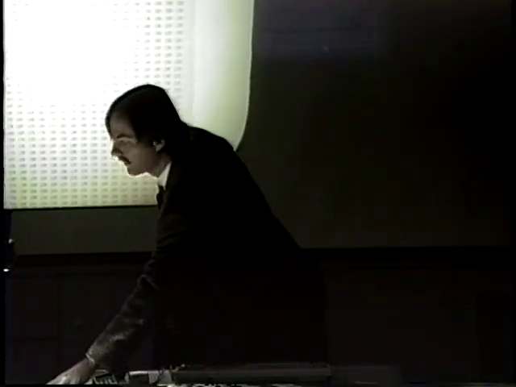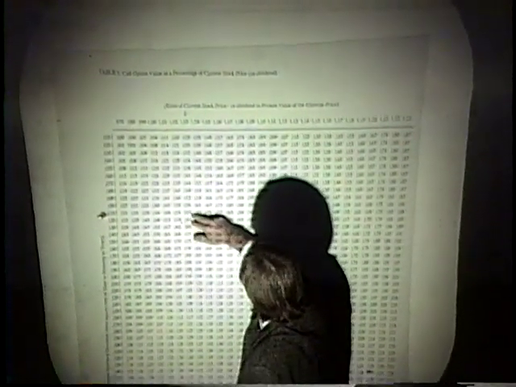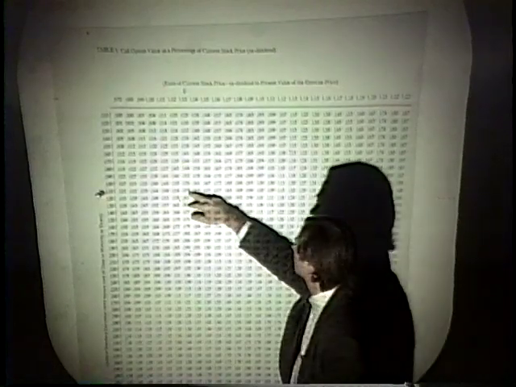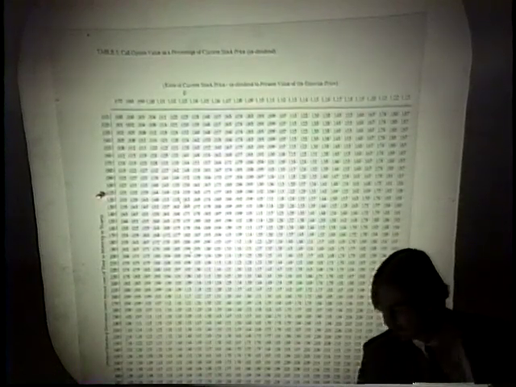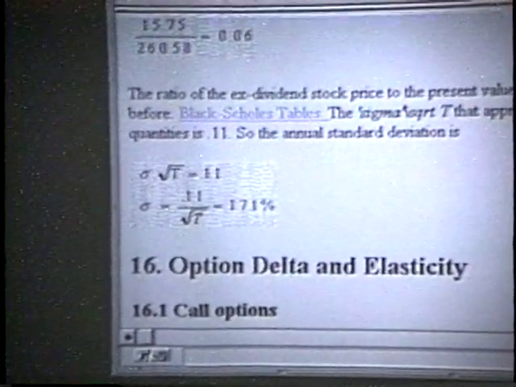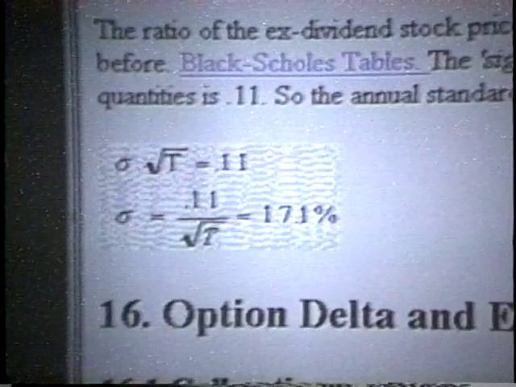Okay, let's do that. So it's 1.03 and a bit. And search for 0.06. So here's 0.059. We're a little to the right. So it's about 0.06. Read off the row, and let's say it's 0.11. So it says that the sigma square root of t is 0.11. And then we can divide by root t, and we get a sigma of 17.1%. This is an annualized standard deviation over 5 months.